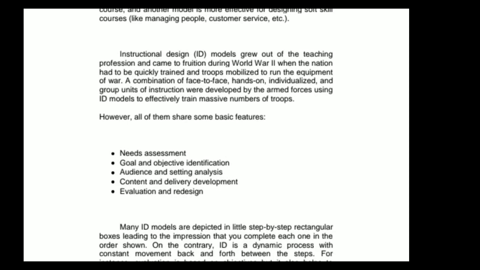Instructional design models grew out of the teaching profession and came to fruition during World War II, when the nation had to quickly train troops mobilized to run equipment of war. A combination of face-to-face, hands-on, individualized, and group units of instruction were developed. Here are some basic features: needs assessment, goal and objective identification, audience and setting analysis, content and delivery development, evaluation and redesign.